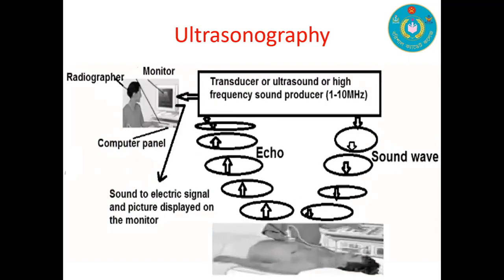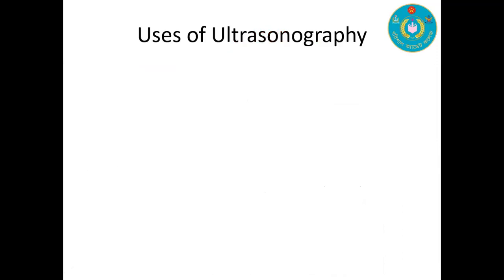Our next topic is ultrasonography. This is the process of ultrasonography. Here we are going to discuss this diagram. At first, we use a transducer, and by the transducer we produce ultrasound, a high energy, high frequency sound, like 1 to 10 megahertz. Then the sound wave goes through the body, and it produces an echo. From this echo, we produce a signal, and by the radiographer and computer panel we get an image of this object on the monitor.